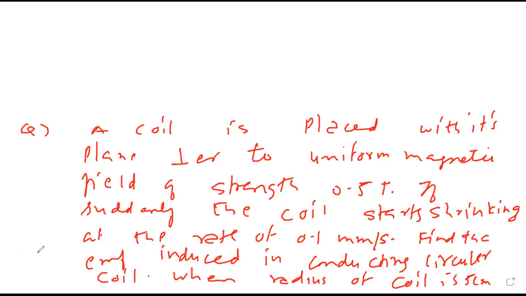This is the question. A coil is placed with its plane perpendicular to a uniform field of 0.5 Tesla. The coil starts shrinking at the rate of 0.1 millimeter per second. Find the EMF induced in the conducting coil when the radius of the coil is 5 centimeters. Question completed. Then I am explaining. Write the question. A similar type has already been asked in the JEE Main exam.